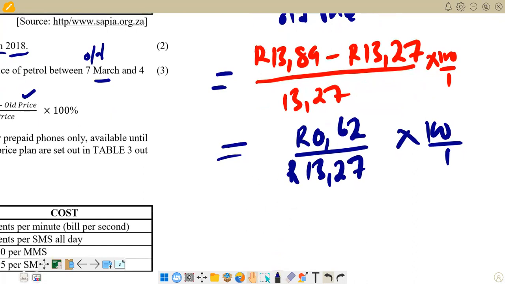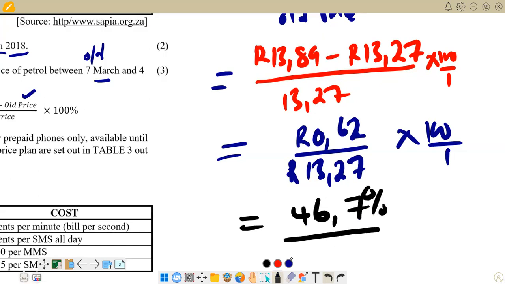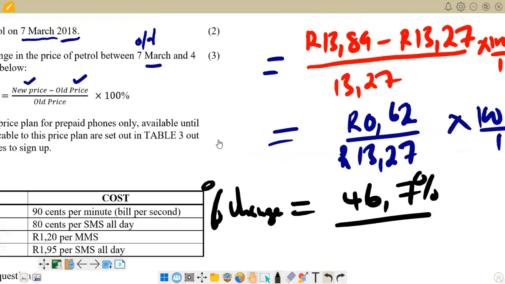46.7%. So here now you get 46.7%. So this is the answer that we have there in terms of this percentage change. So this is going to be our percentage change. That's what we have there in terms of this question. Then we move on to the next question.